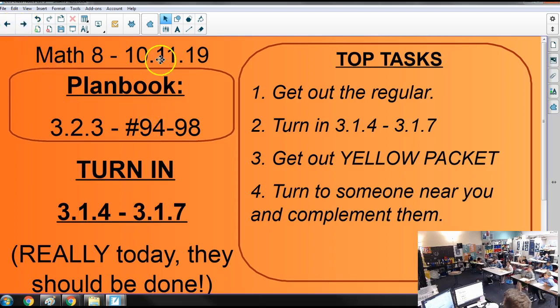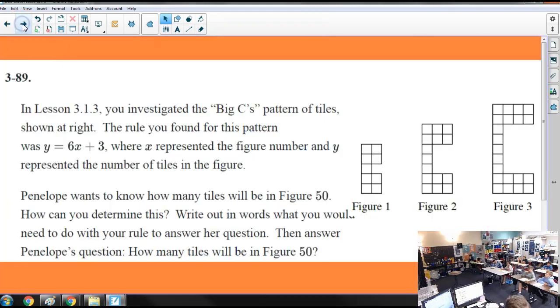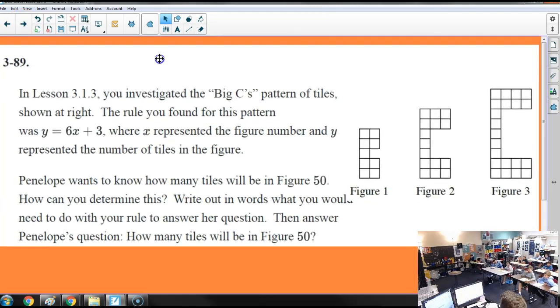So anybody playing along with us at home, it is October 11th. It's Friday. It's a great day. It's also Flex Day. I hope you guys are excited about our stuff this afternoon.